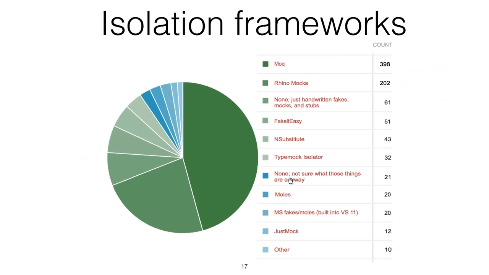Isolation frameworks. As you can see on the diagram, the most famous and most extensively used frameworks are Moq and RhinoMocks. Also, a lot of users don't use any mock frameworks or maybe isolation frameworks. They just use handwritten fakes and stubs. And NSubstitute, the framework that I'm talking about, takes the fifth place.